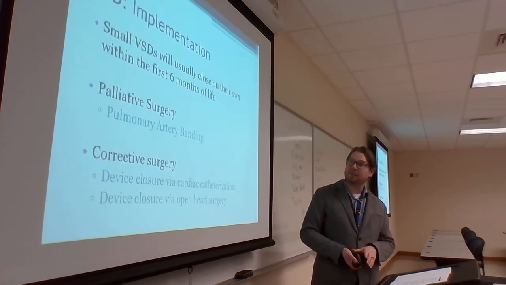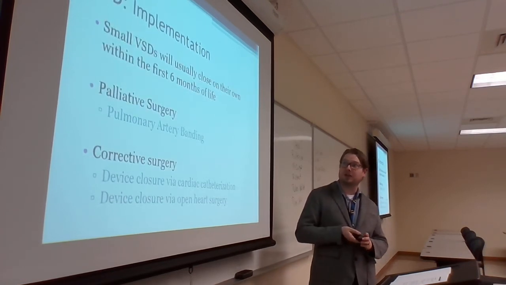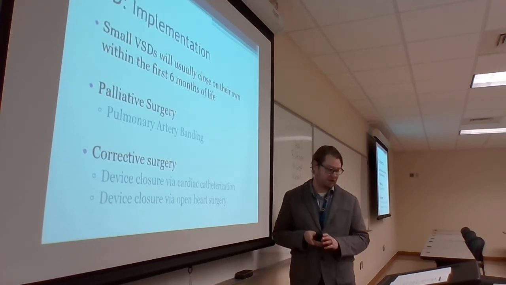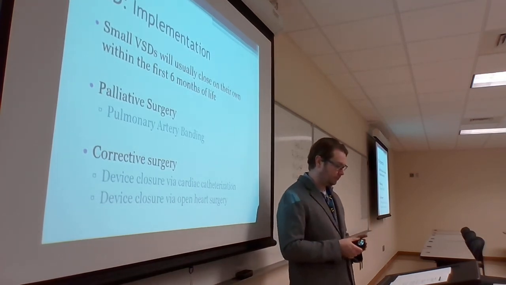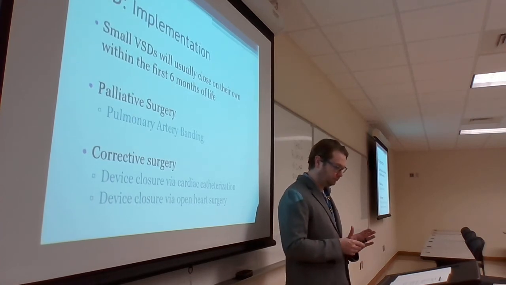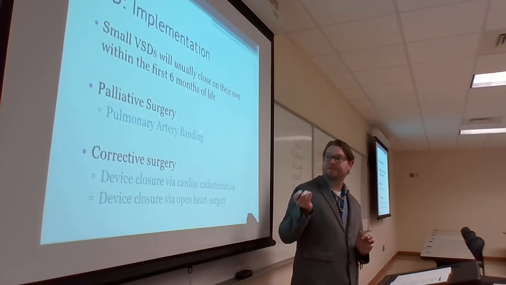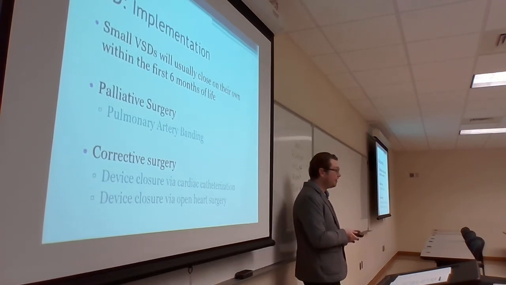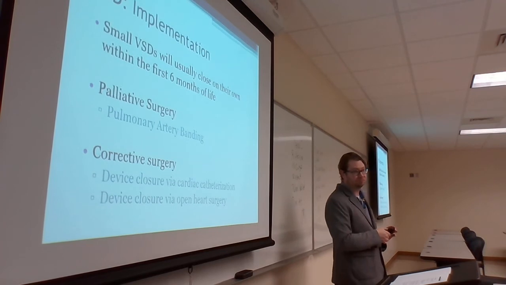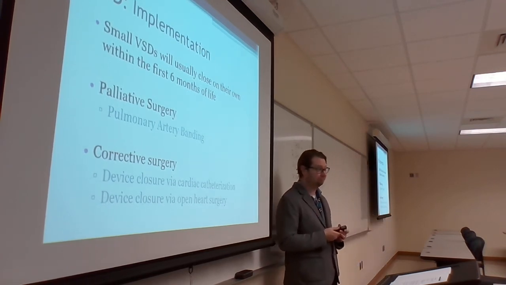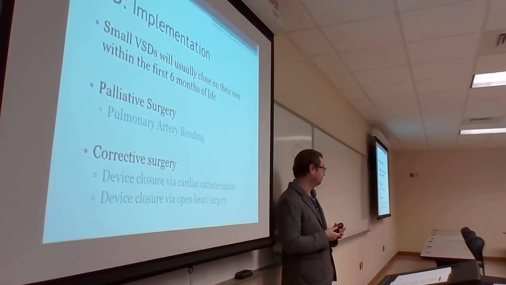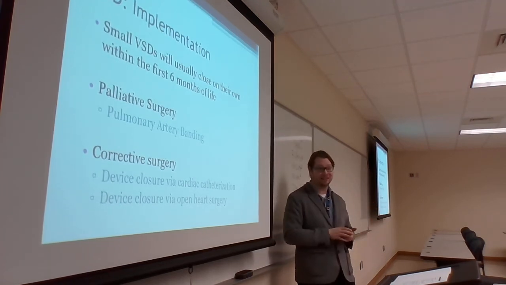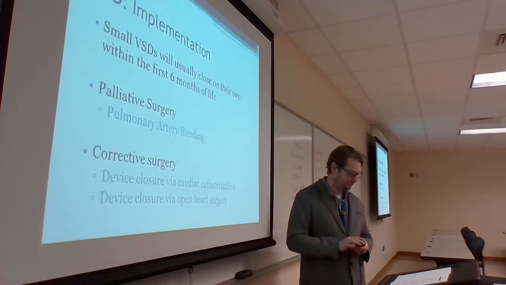VSD. Small VSDs will usually close on their own within the first 6 months of life. We just let it ride. If the child starts to show signs of heart failure, they might do something called pulmonary artery banding. What do you think that is? They put a band around the artery and close it up, so not as much fluid can flow to the lungs.